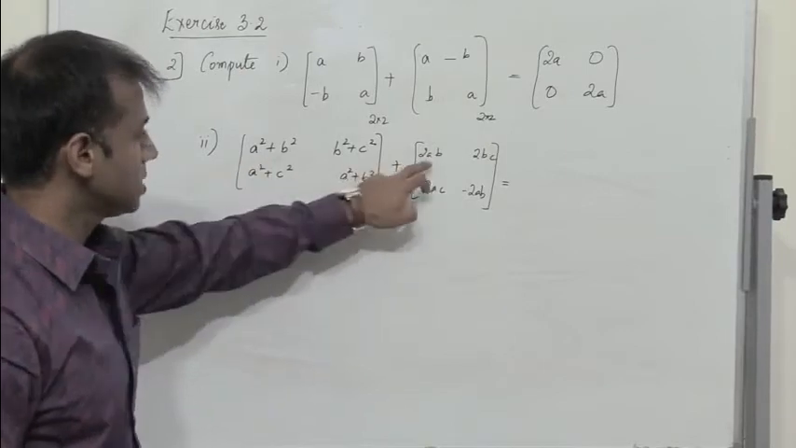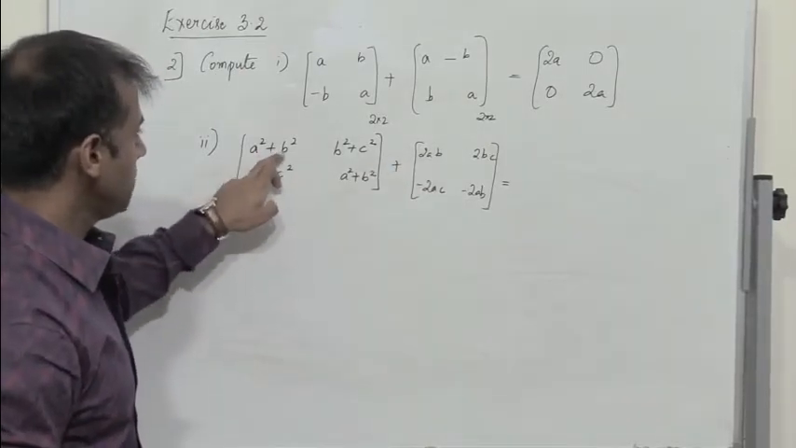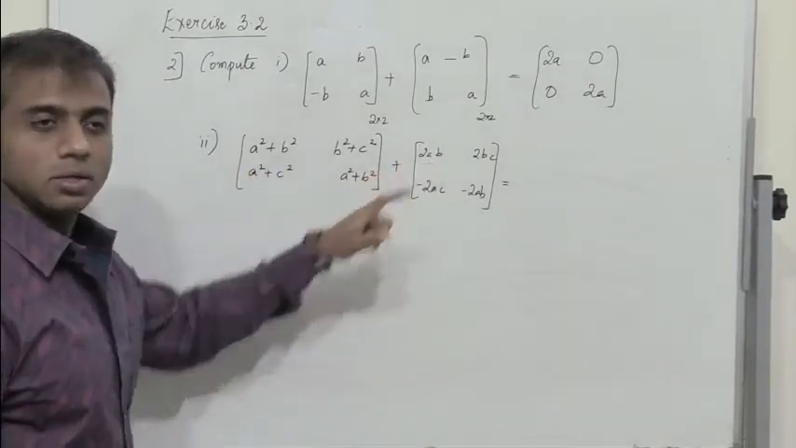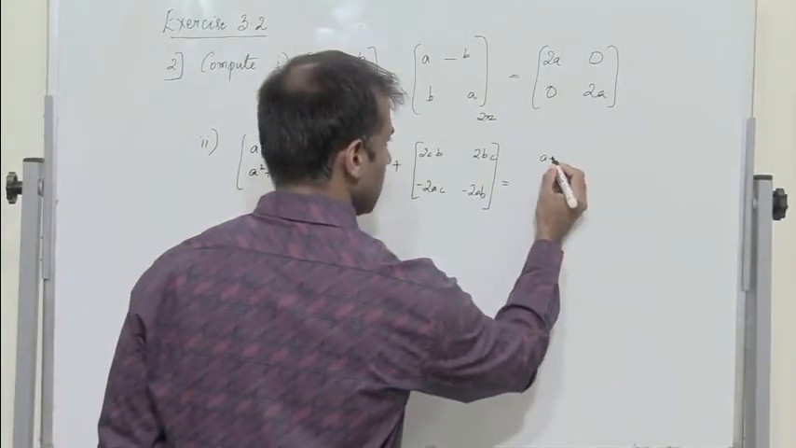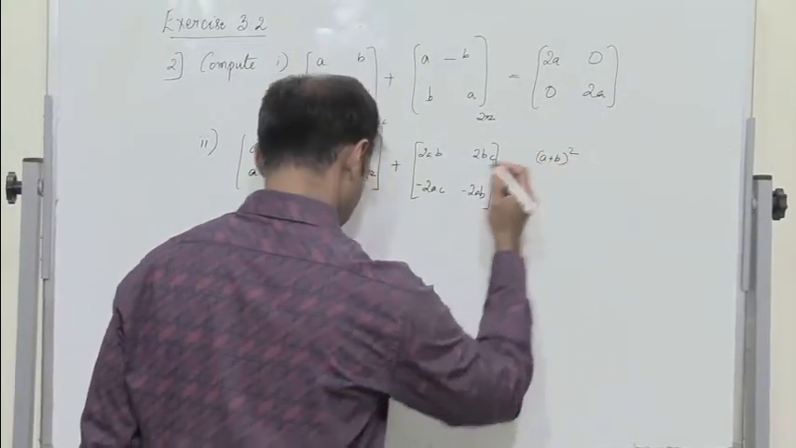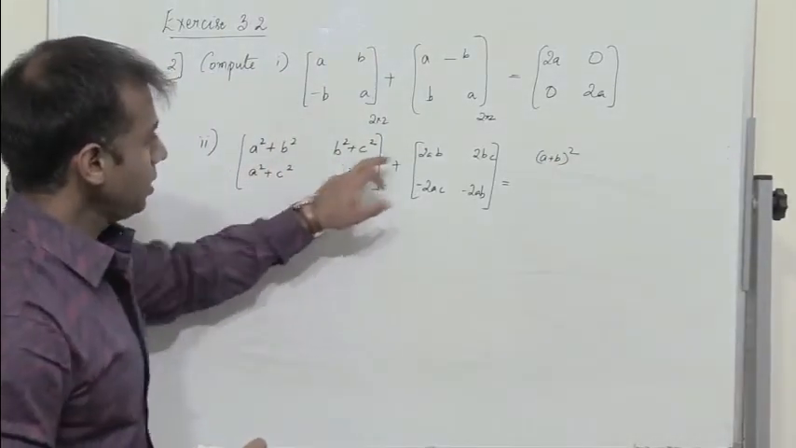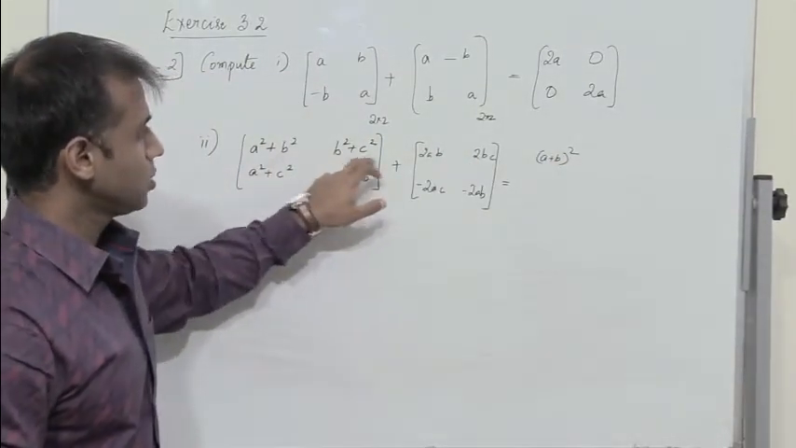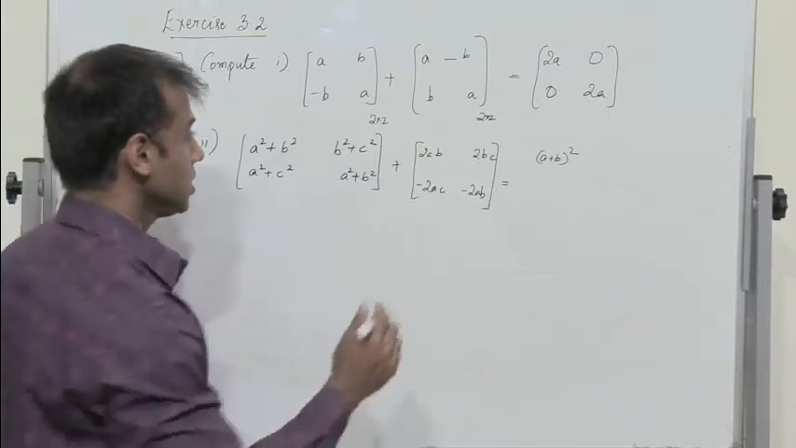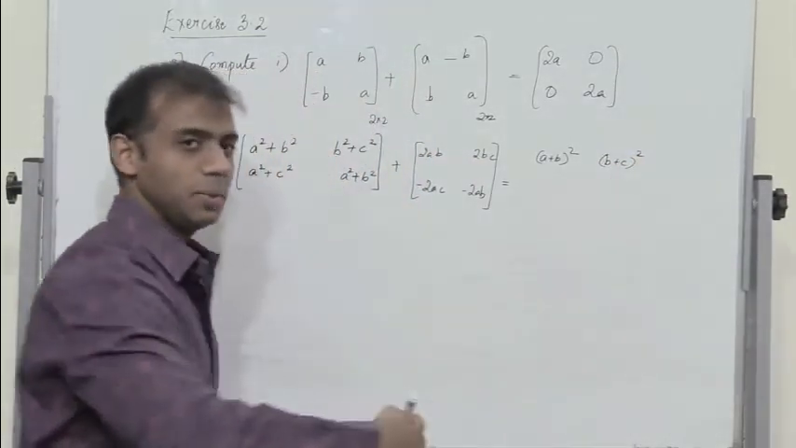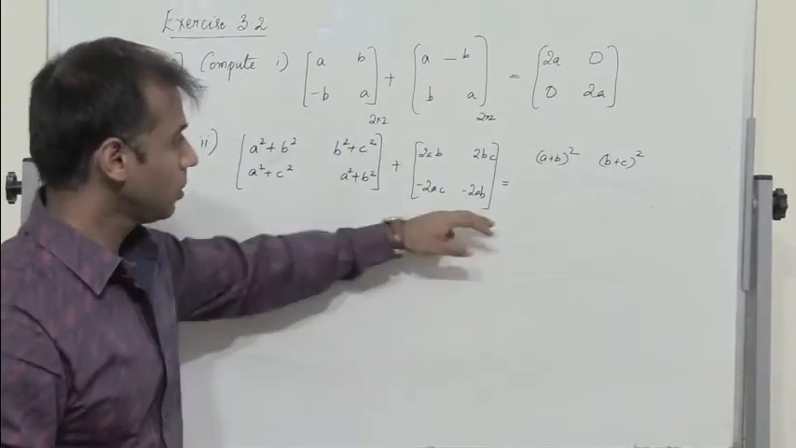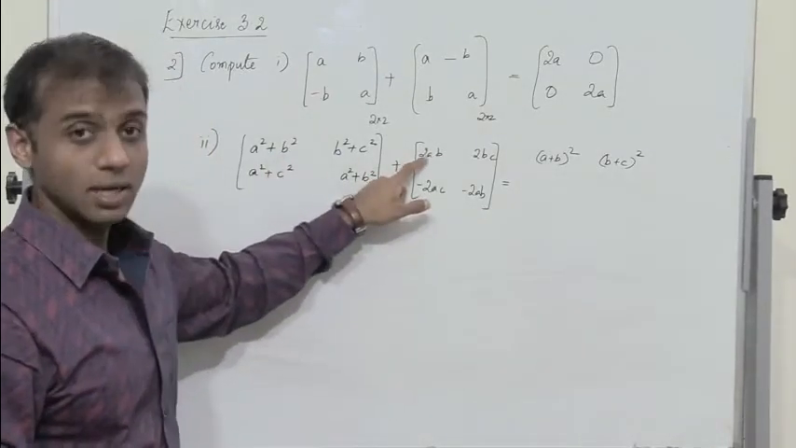So when I add this plus this, I get A square plus B square plus 2AB. So what is A square plus B square plus 2AB? It can be written as A plus B the whole square. Right? When I add these two, I get B square plus C square plus 2BC. So that is nothing but B plus C the whole square. So I am skipping a step, so you can write one more step where these elements are added.